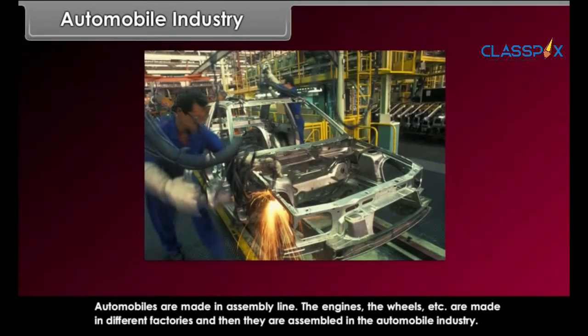Automobiles are made in assembly lines. The engines, the wheels, etc. are made in different factories and then they are assembled in the automobile industry.